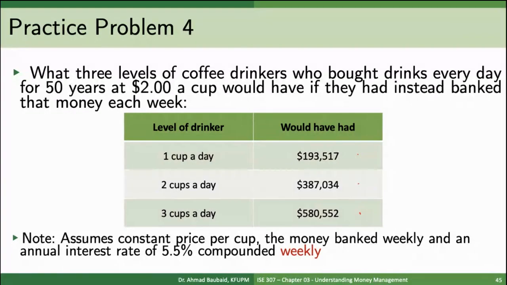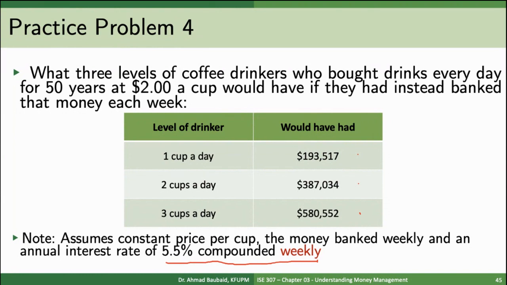are what you would have after 50 years if you set aside your $2 a day, and the interest rate was 5.5% compounded weekly. It's assuming, however, that the price for a cup of coffee stays the same. It's constant across time, so there's no inflation here, right? So this is an assumption that this problem is making, all right? And so let's see how you can find a value like this.